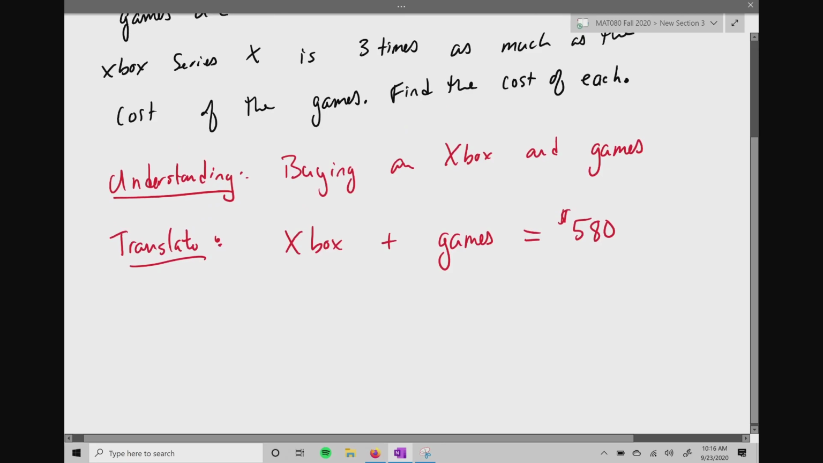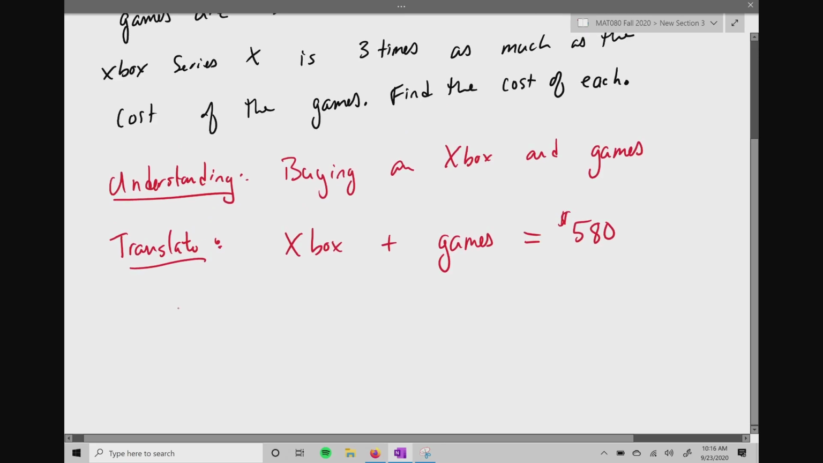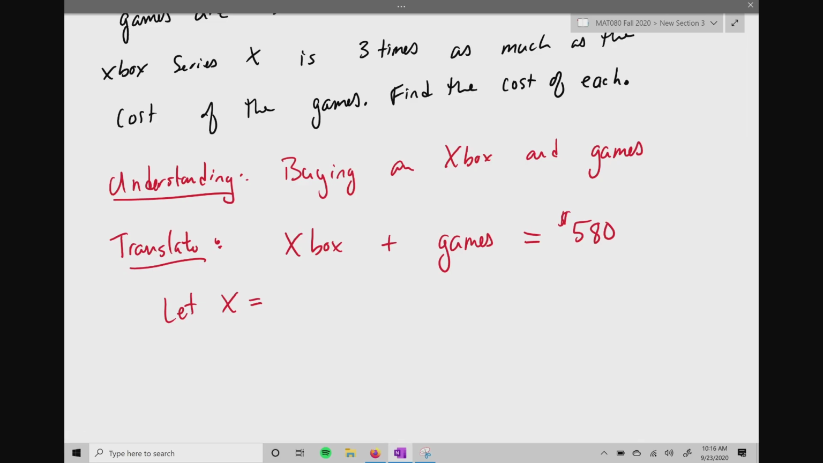Okay? So we need a variable. We're going to let x equal something. Now, what are we going to let it equal? We can let it equal the Xbox or the games. There's a better option here, okay? You just got to be the one to figure that one out. So I'm going to let you think about that for a second. I guess really what I'm asking for is this. Is there a relationship? Is there something that we know between the Xbox itself and the games?